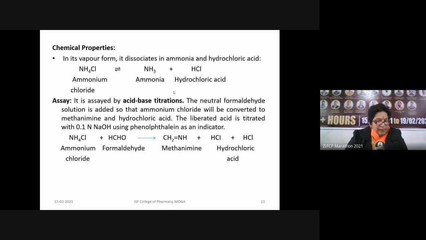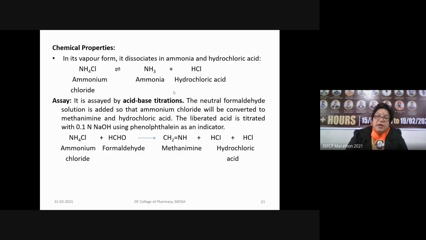So if you heat it, then sublimation of this takes place. It sublimes on heating. And the 5% solution in water, its pH is around 4.5 to 6, so it is slightly acidic. In its vapor form, it dissociates to form ammonia and hydrochloric acid. See, NH4Cl, it's a reversible reaction. It gets dissociated into ammonia and hydrochloric acid.